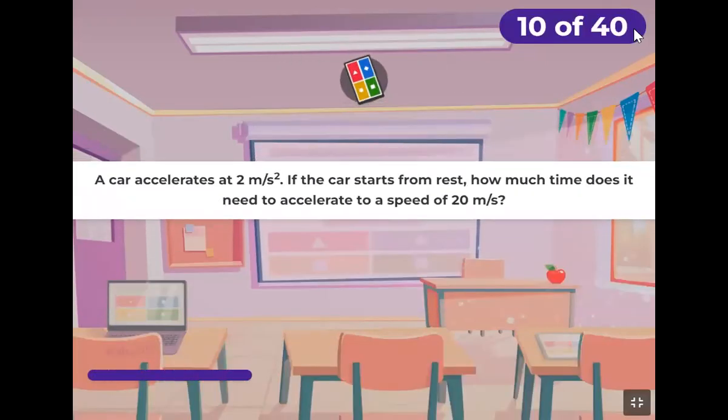A car accelerates at 2 meters per second squared. It starts from rest. How much time to pick up to 20 meters per second?